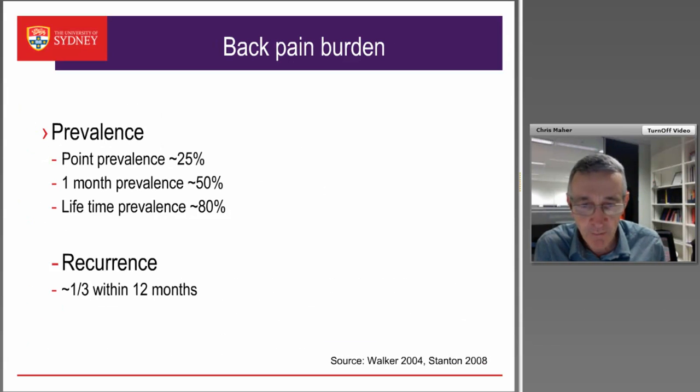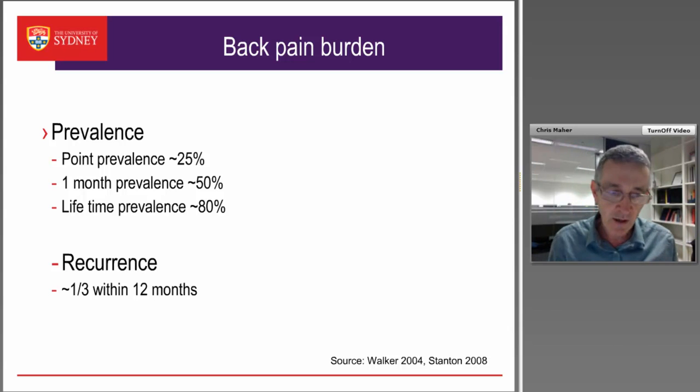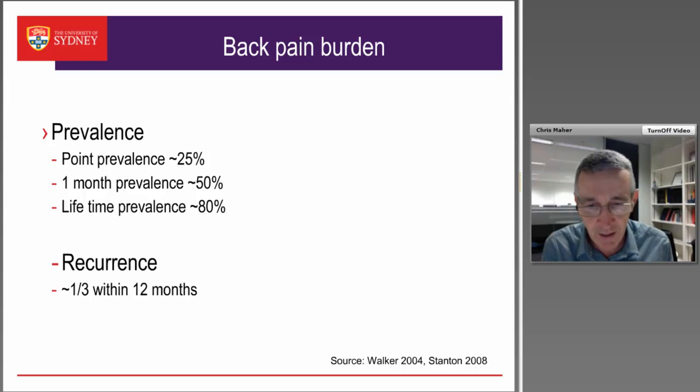It's also a very common item, and this explains why the burden is so high. So at any point in time, about a quarter of Australians would have back pain. Across the month, about half of them. Across a lifetime, most of us will have an episode of acute or recurrent low back pain. And the thing about back pain that contributes to the burden, again, is that it typically is recurrent. So within 12 months of an episode, a third of people will have a recurrence.